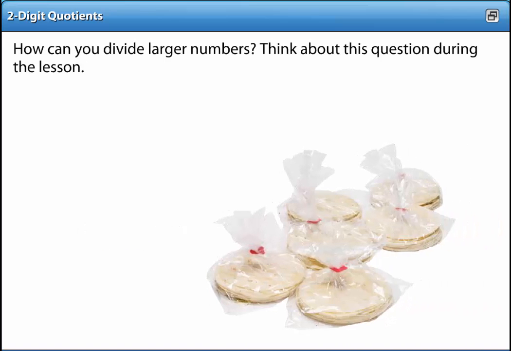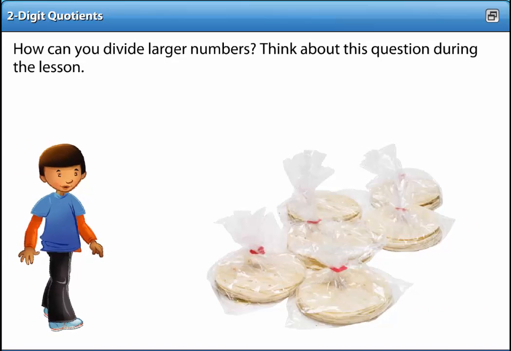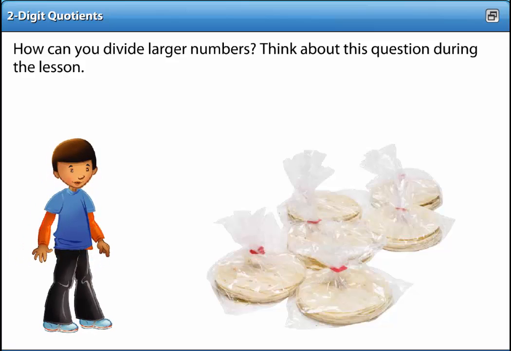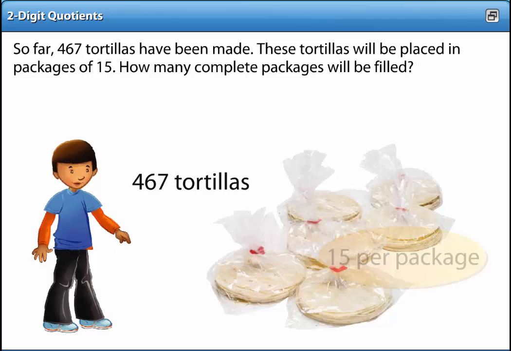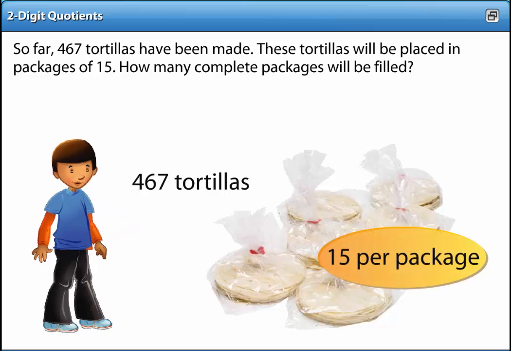How can you divide larger numbers? Think about this question during the lesson. So far, 467 tortillas have been made. These tortillas will be placed in packages of 15. How many complete packages will be filled?